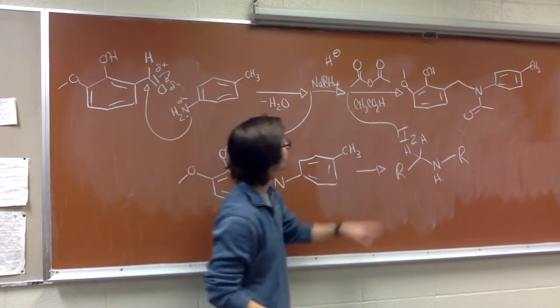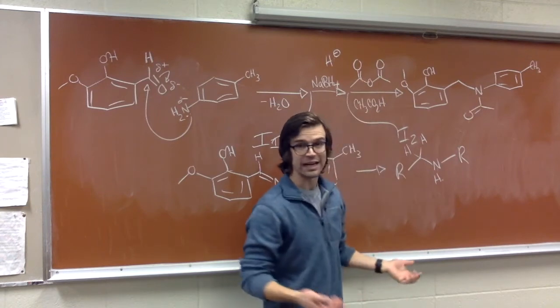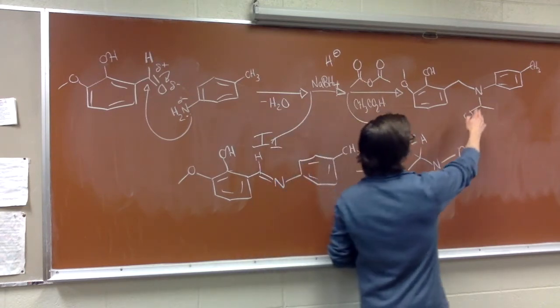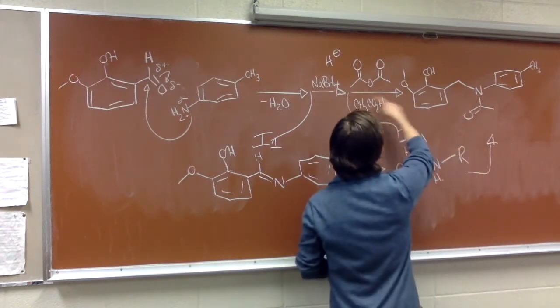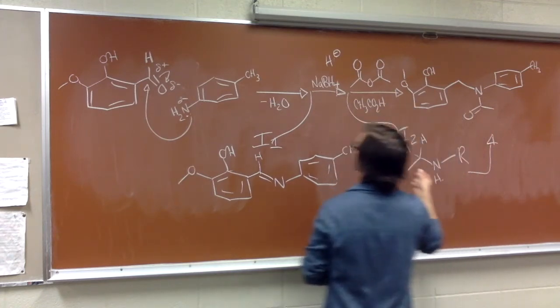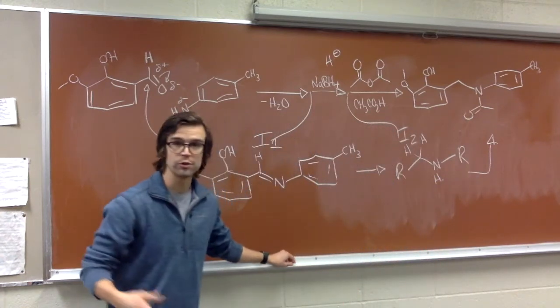The last step, we're reacting the amine with this acetic anhydride, and that is going to form our final amide product. So this is the third reaction condition. So it is what makes our final product. So that's what we're doing today.